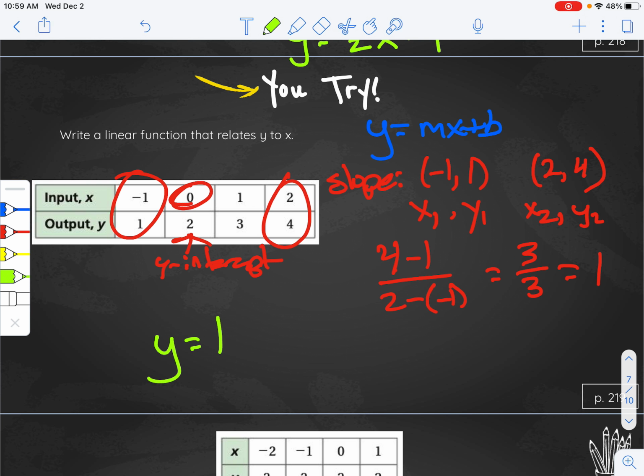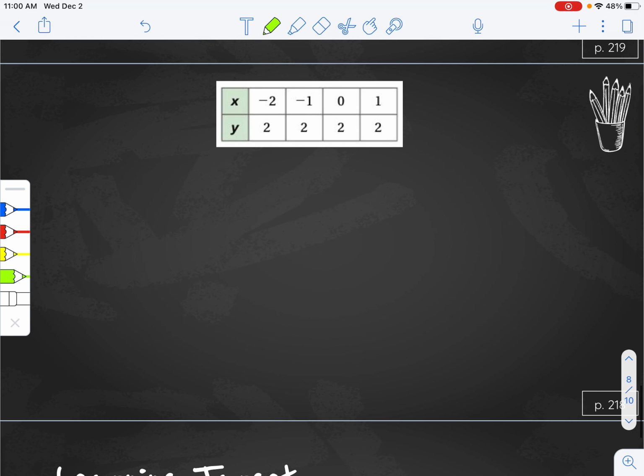So then our equation should be y equals 1x plus 2. If you want to forget about the 1 and just say y equals x plus 2, that would be totally fine as well.